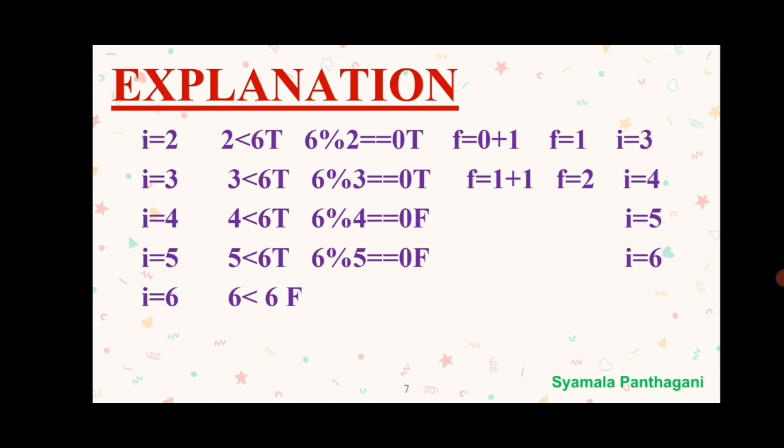After the for loop, what have we written? If f is greater than or equal to 1, means the value of f is 2. 2 is greater than or equal to 1. That condition is true. That's why it prints 6 is a composite number.